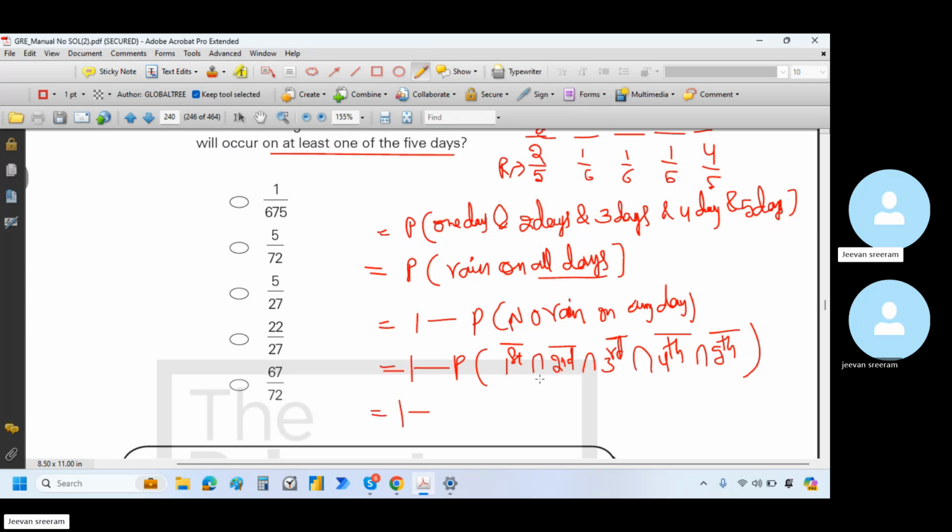is equal to 1 minus, these are all independent events, so I can write probability of no rain on first day into probability of no rain on second day and so on, as they are independent. Getting rain on a particular day doesn't depend on the same event on the other day, right? So they are absolutely independent. So let's multiply individual probabilities.